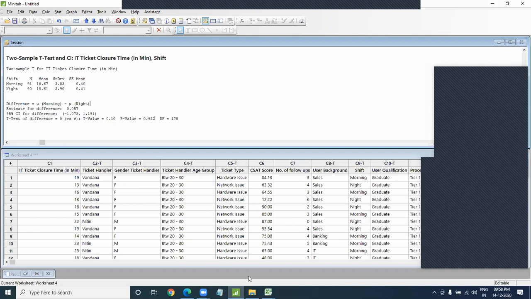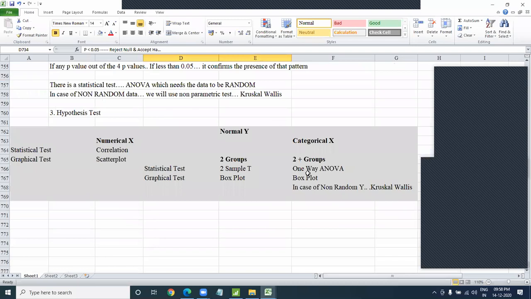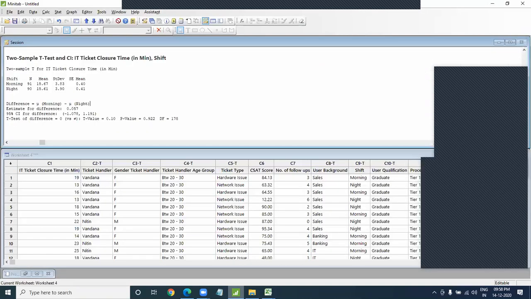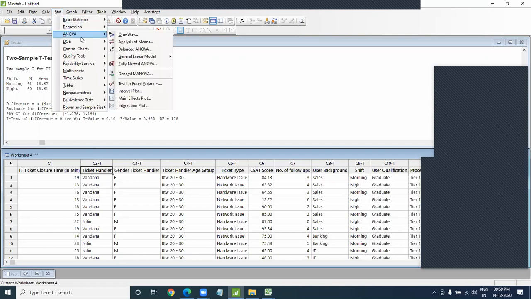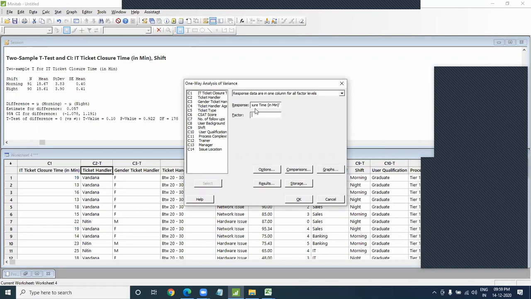Okay, all right. So let's have a look at the other test, for 2+ groups, when we have more than two groups to deal with. When we have 2+ groups, we do the one-way ANOVA test. Let's have a look. This is ticket handling, with four different people involved. Stat, ANOVA, One-Way. We click on this. Response will contain my Y, and factor will contain my X, which is ticket handler.